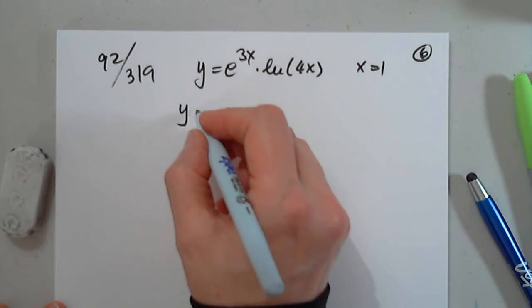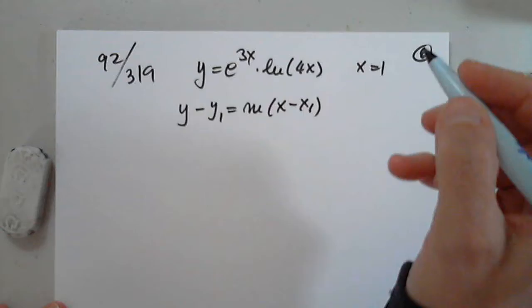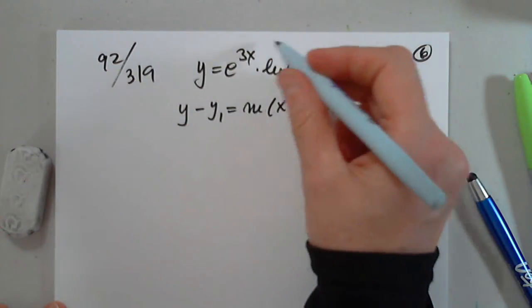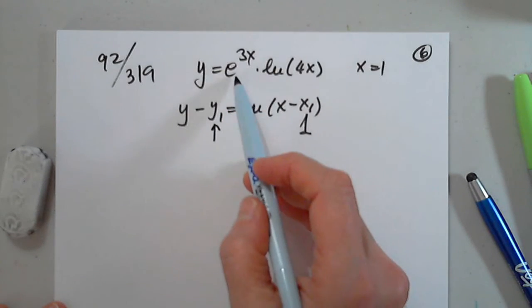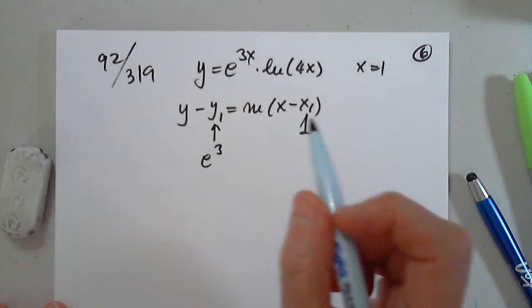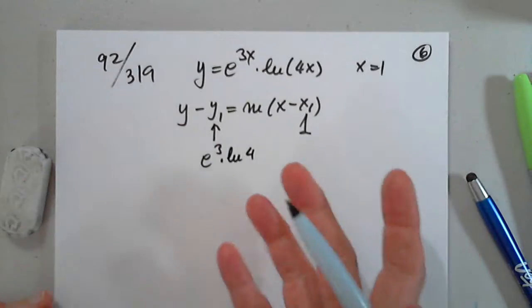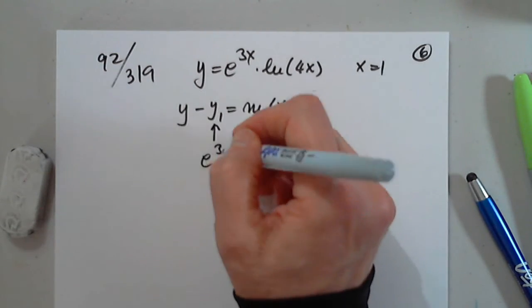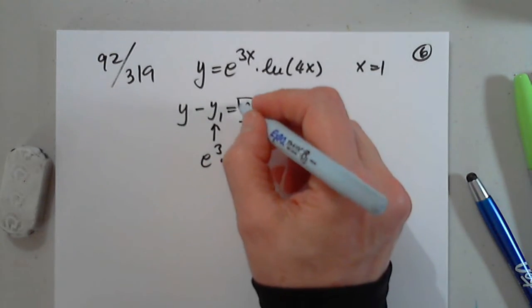Equation now. So this is y minus y1 equals the slope times x minus x1. I only have x1, so I have to plug it in and get the y1. So when x is 1, this is e to the third power times natural log of 4. Ugly, but that's what it is. So this is 1 and this is e to the third natural log 4. Now I have to determine this piece.